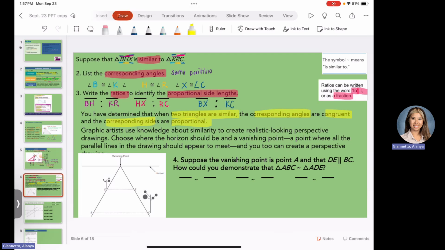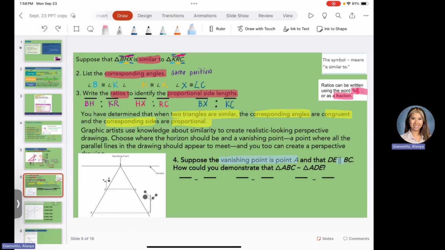Okay, so this is a real-world connection. It says graphic artists use knowledge about similarity to create realistic-looking perspective drawings. Choose where the horizon should be and a vanishing point, a point where all the parallel lines in the drawing should appear to meet, and you too can create a perspective drawing. Okay, so question number 4 says, suppose the vanishing point is point A, and that DE, this symbol right here stands for parallel to BC. So you can see DE, BC are parallel. How can you demonstrate that triangle ABC is similar to triangle ADE?